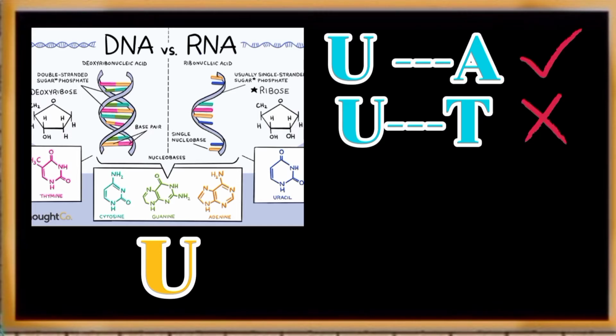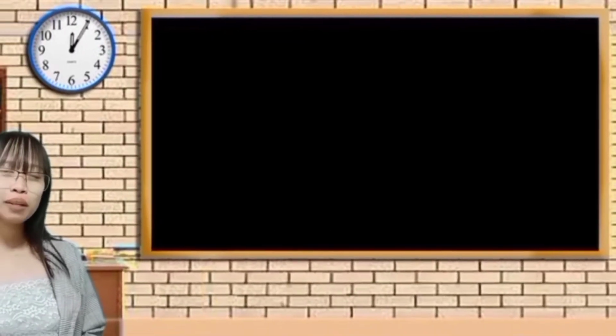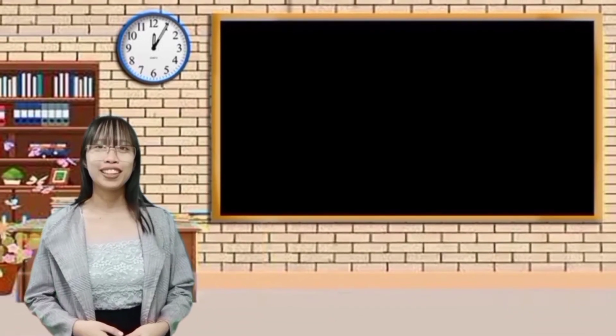The major types of RNA include messenger RNA or mRNA, ribosomal RNA or rRNA, and transfer RNA or tRNA. To further understand this topic, please watch this short video clip about DNA and RNA.